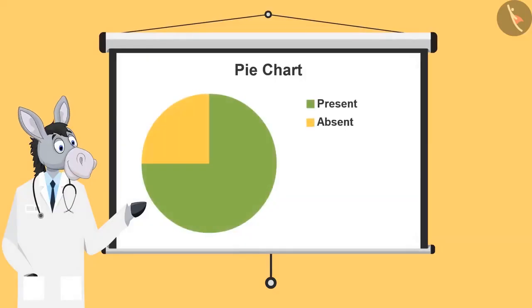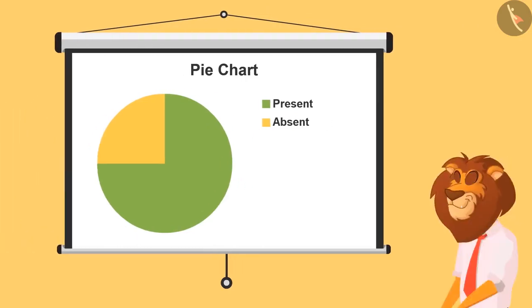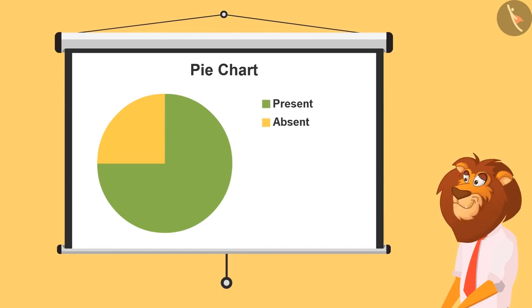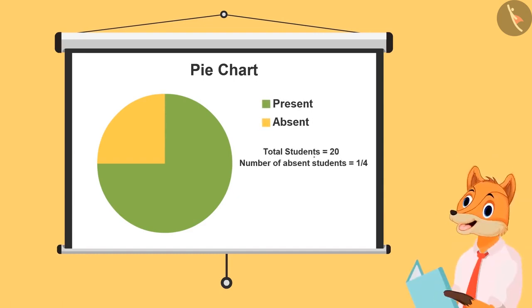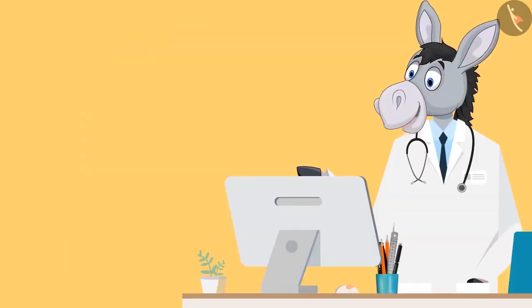This pie chart shows how many students came to class today. If total strength of the class is 20, then how many students are absent today? These are the present kids and these are the absent kids. Here we'll find out 1/4 of 20 because absent kids are 1/4 of the total chart. So 1/4 of 20 will be half of 20 is 10 and half of 10 is 5. So total 5 students are absent today. Very good. Now let's look at one more example.